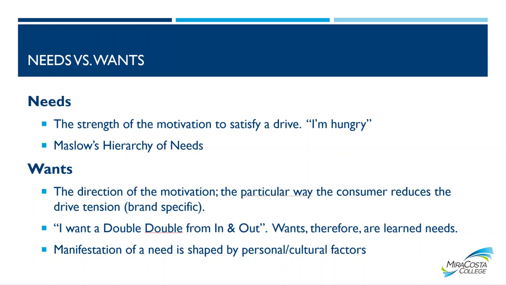Needs versus wants. Needs are the strength of the motivation to satisfy a drive. I'm hungry. Maslow's hierarchy of needs, and that'll be on the next slide. Wants are the direction of the motivation, the particular way the consumer reduces the drive tension, or brand specific. I want a double-double from In-N-Out. Wants, therefore, are learned needs.